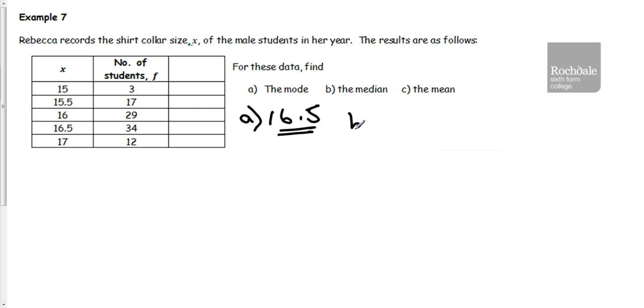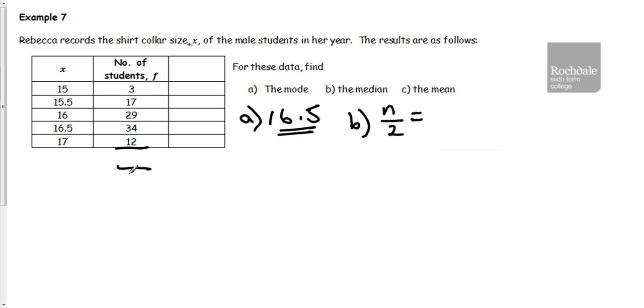Part B asks us to look at the median. Now, if you remember, the first thing we always do when we're working out the median is we work out n over 2. What's n? Well, n is the number of people. It's not 5. 5 is the number of different types of answer we got, but we didn't ask 5 people. We asked a lot more than 5 people.